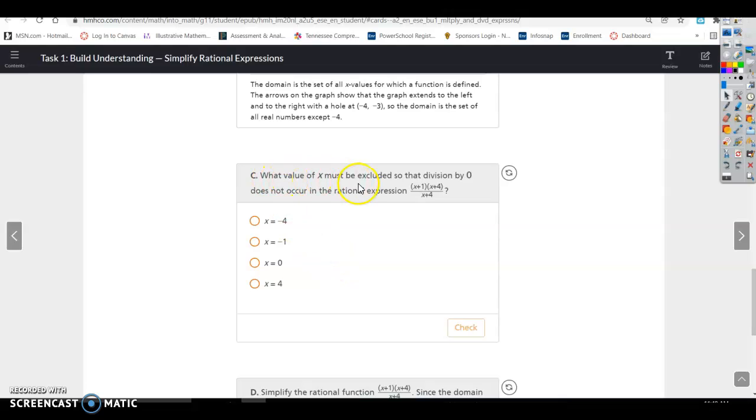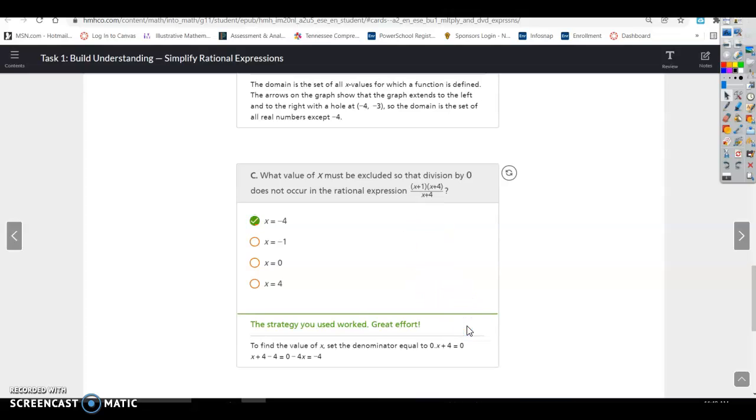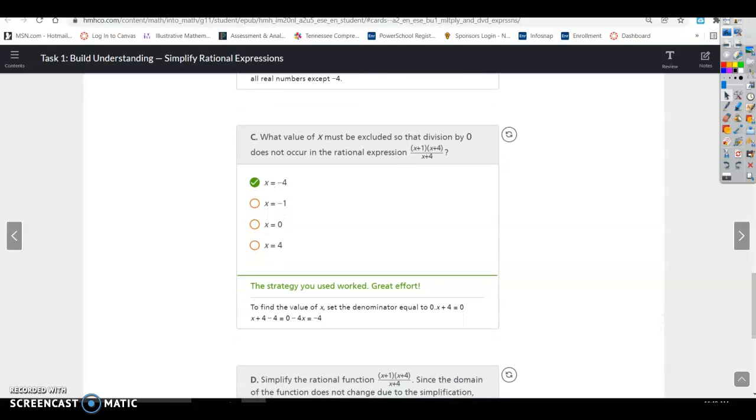All right, so what value of x must be excluded so that division by 0 does not occur in the rational expression? All right, x equals -4. And the reason, -4 plus 4 equals 0. So if x were -4, that would make the denominator 0, and that would be undefined. So x cannot be -4. So that would be considered an excluded value.